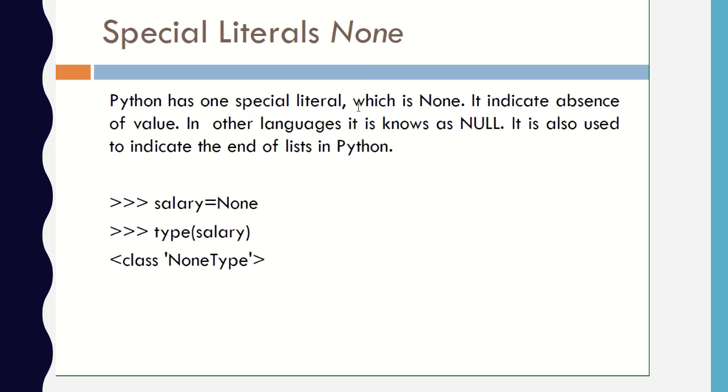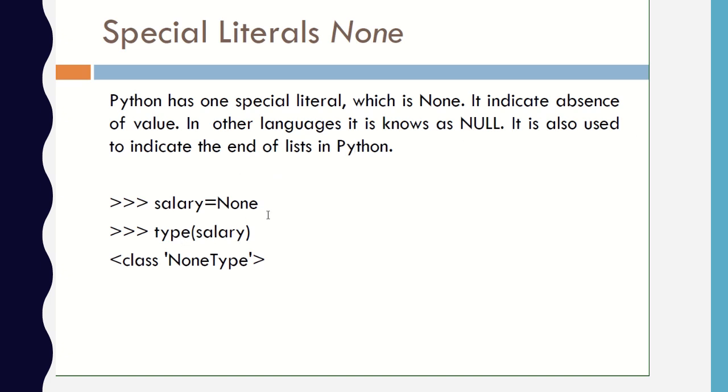Python has one specific literal, which is None. It indicates absence of value. In other languages it is known as null. In Python we say it is None. In other languages that None is being used as what? Null. It is also used to indicate the end of the list in Python.